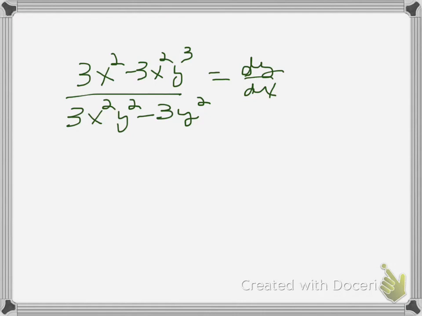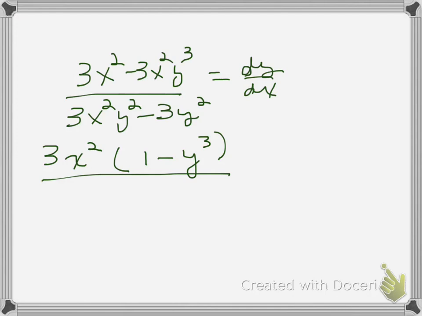In the numerator, what can I factor out? It looks to me that I can factor out, I guess my 3's can all go. So let's factor out a 3x squared. That gives me 1 minus y cubed. That looks much better. The denominator, factor out a 3y squared. That gives me x squared, I believe, minus, let me think about this, minus 1.